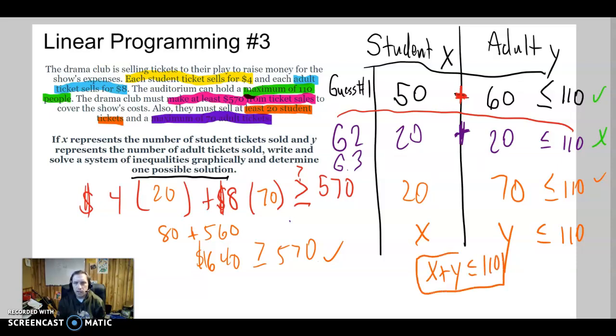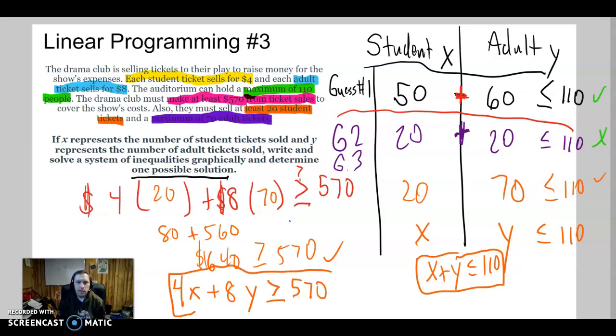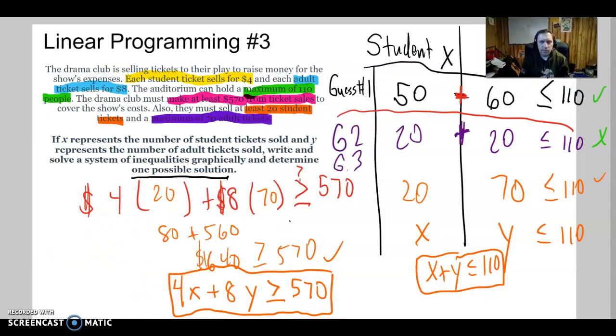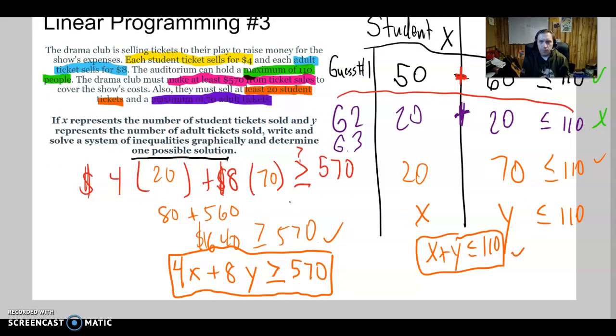And that's kind of our quantity equation. How many tickets? Well, then our money equation over here is 4 times the number of students X plus 8 times the number of adults Y has to give us enough money so that we have more than $570. So these are the two equations that we found kind of using this guess check and then generalizing idea. But with this system of equations, remember, we had some other things we had to make sure that we watched out for. So we said there has to be a maximum of 110 people. That's this one right here. We said they have to make at least $570. That one's there.